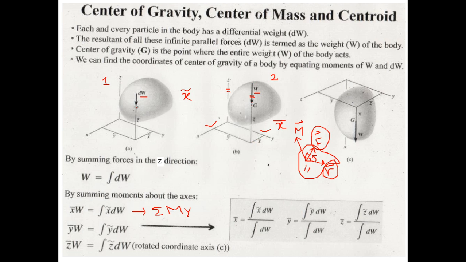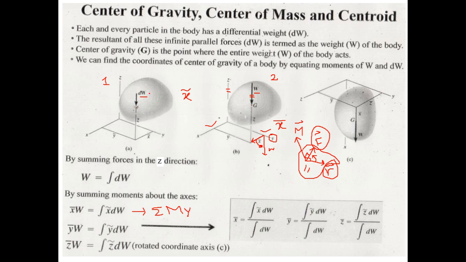So you just join the tail. This is the moment arm, and we join the tail of this w and draw a curl towards this w, and we say that this is an anti-clockwise movement. So x bar times w is the moment of this force w about the y-axis. And what is this w? This is the total weight of the body.